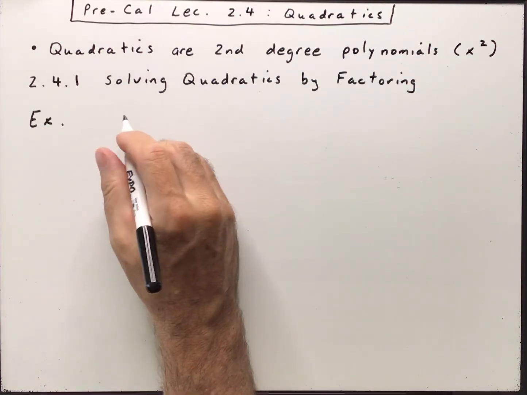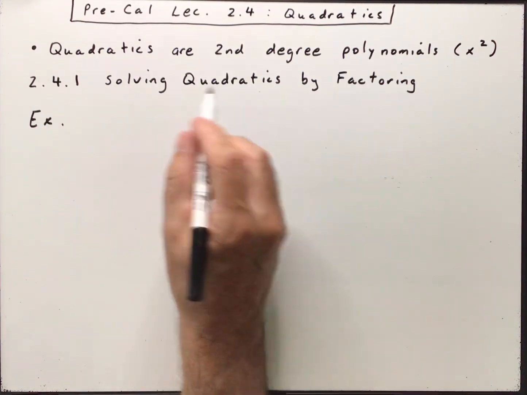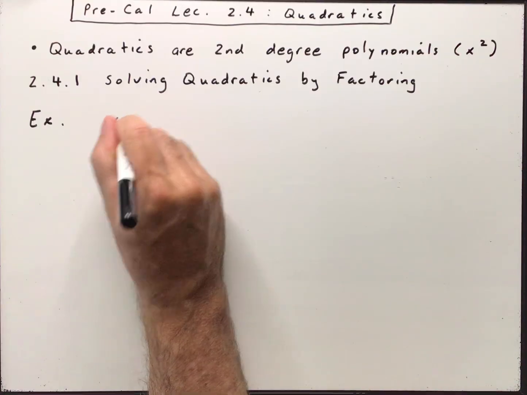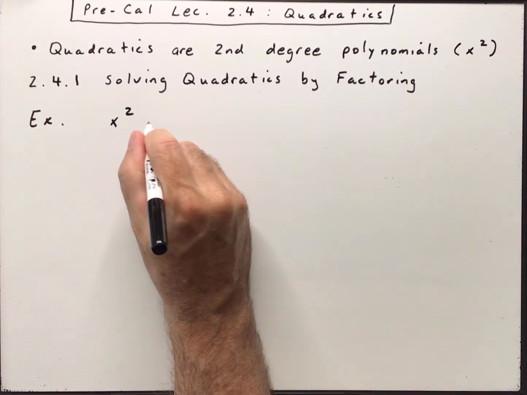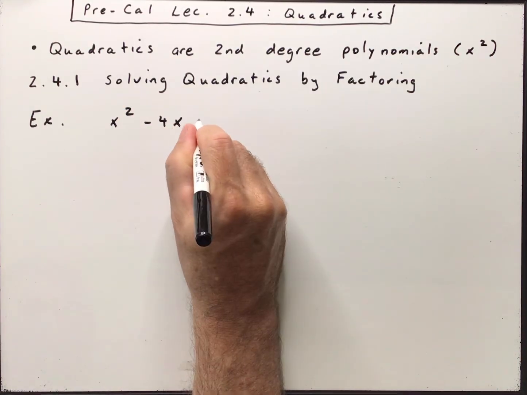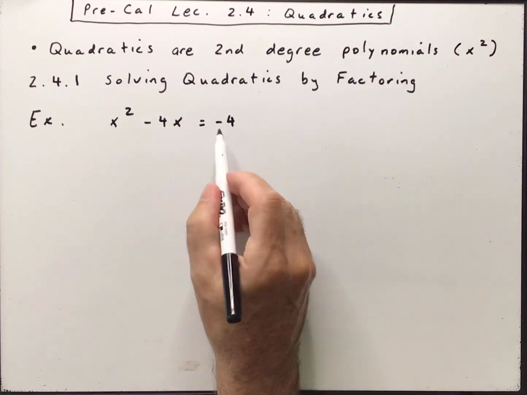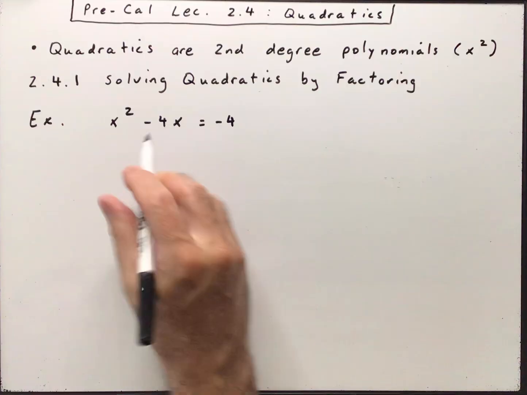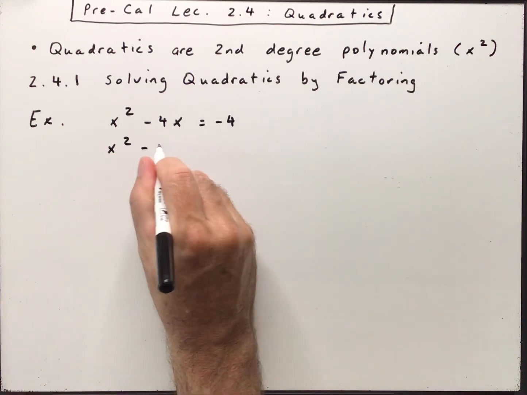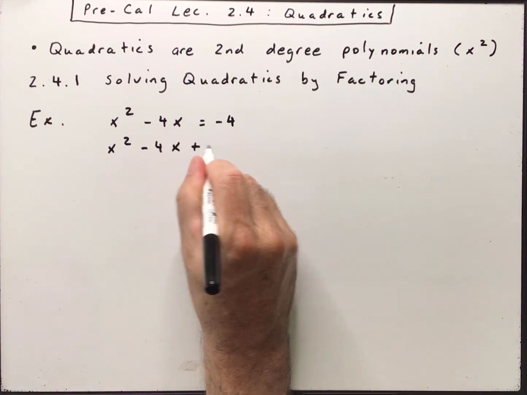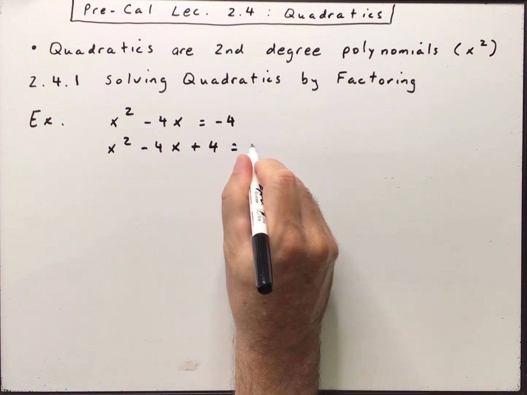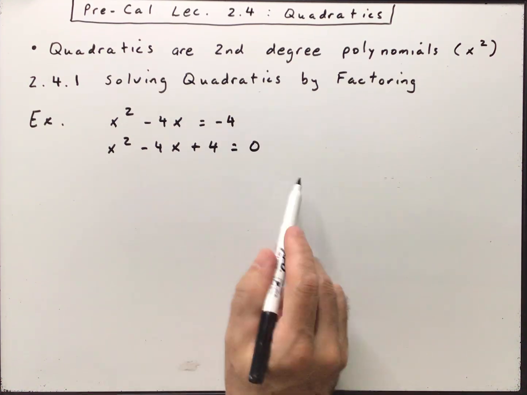Of course, if your equation doesn't equal 0, you have to make it equal to 0. So let's say we have x squared minus 4x is equal to negative 4. We would have to set this equal to 0. We're going to add 4 to both sides. We're going to have x squared minus 4x plus 4 is equal to 0. You've got to do that part first.